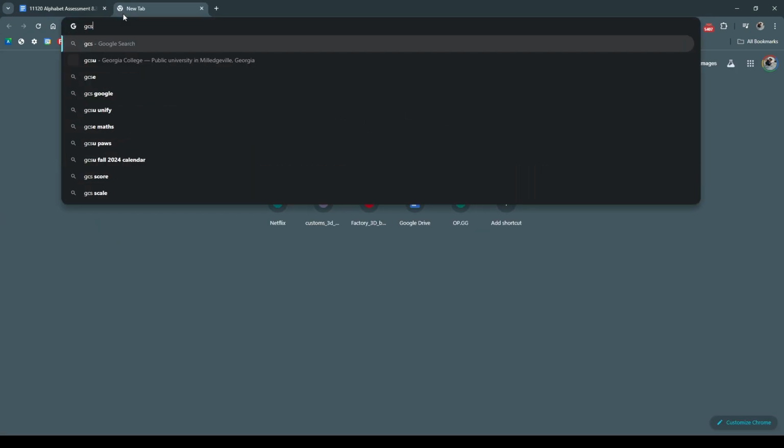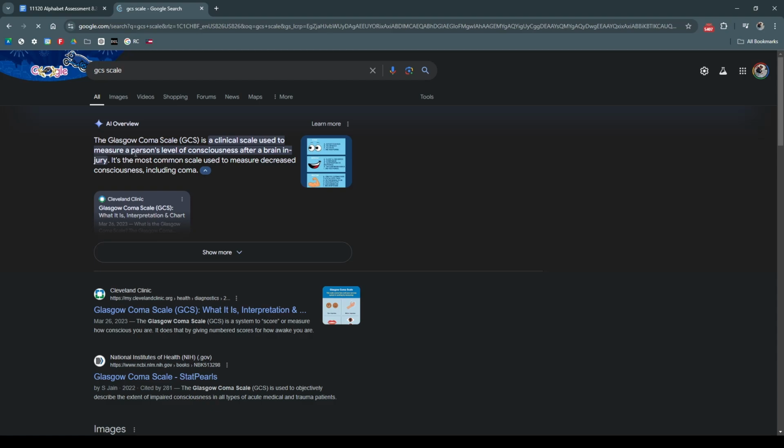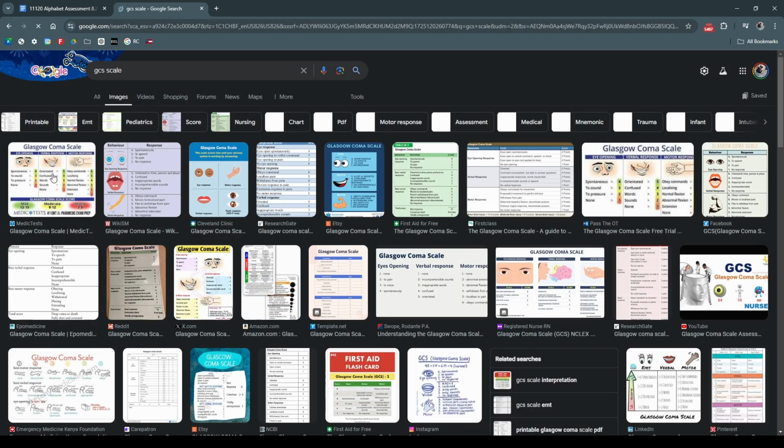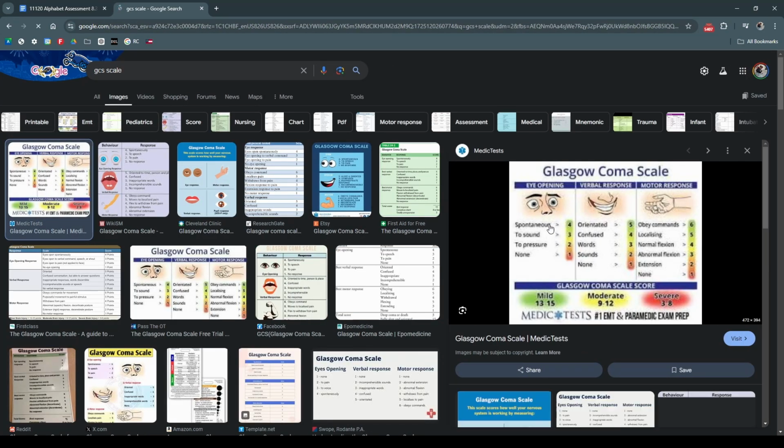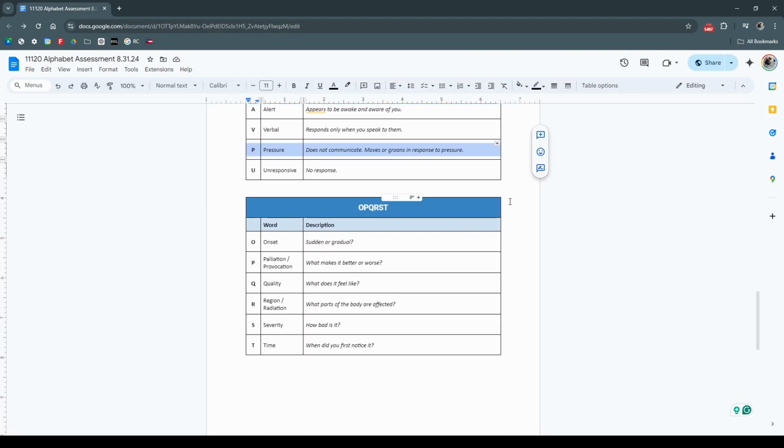In fact, later we will look at what's called a Glasgow Coma Scale. And you will see that AVPU is essentially the first four parts of that. Are they spontaneously alert? Are they alert to sound or verbal or pressure, and so on and so forth? But we'll get into that another time.